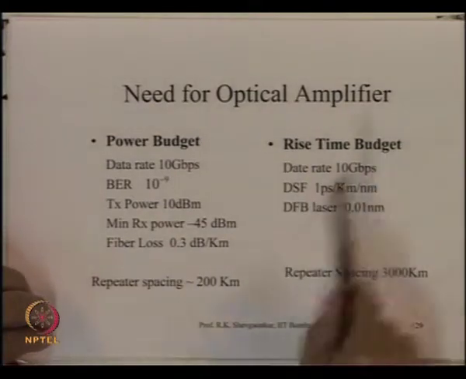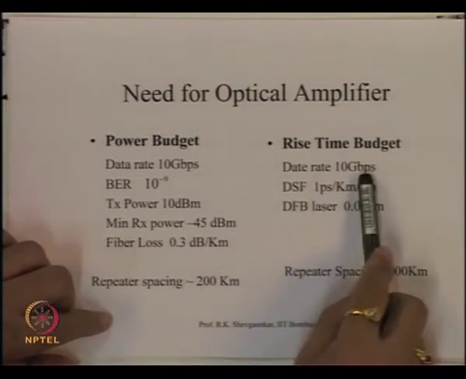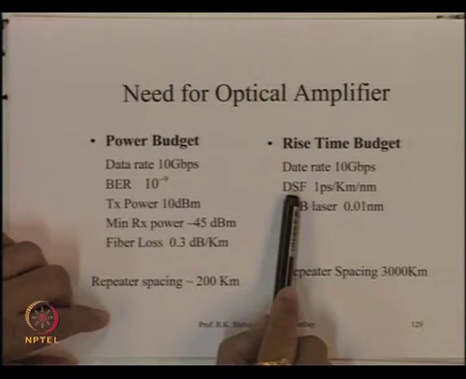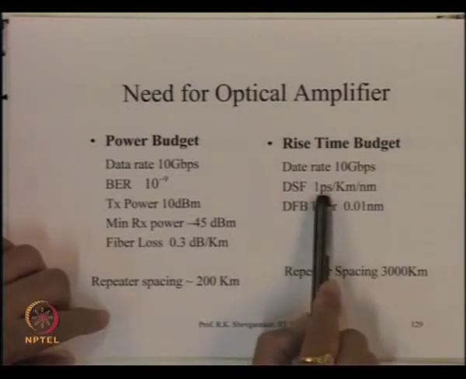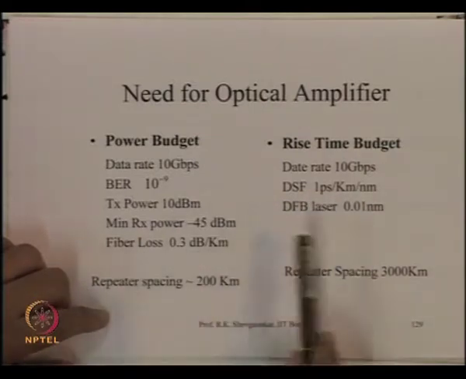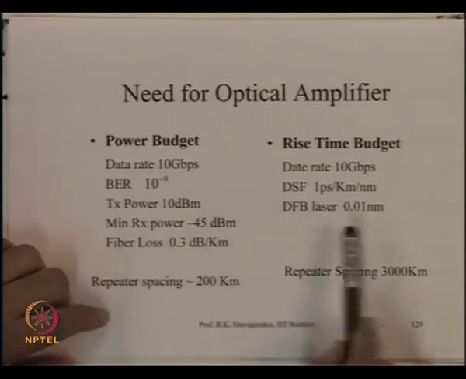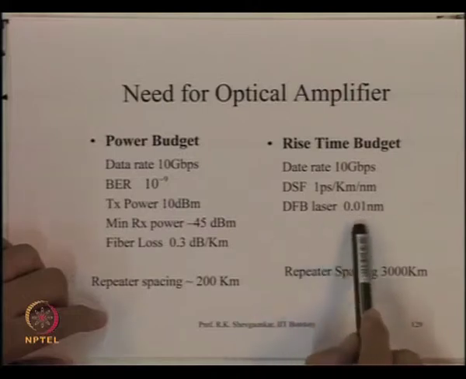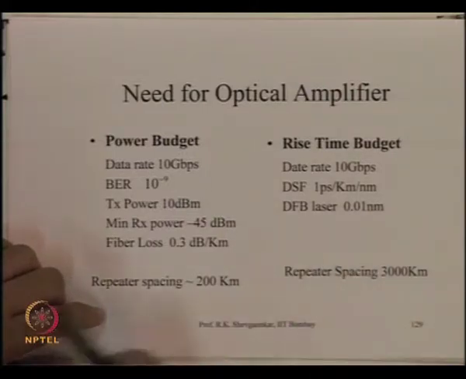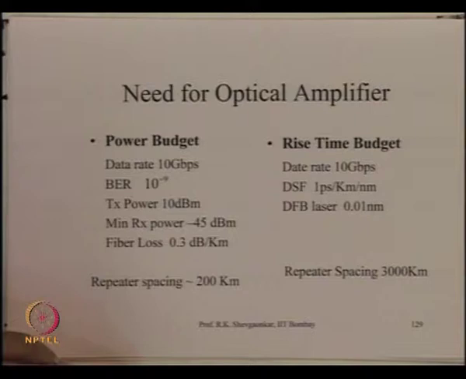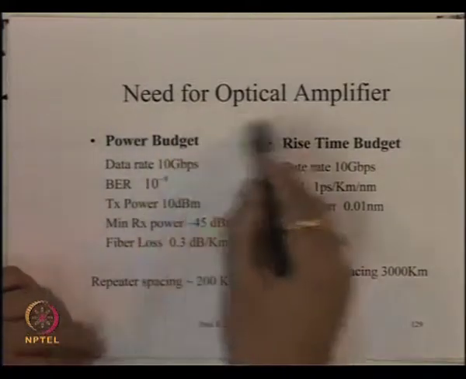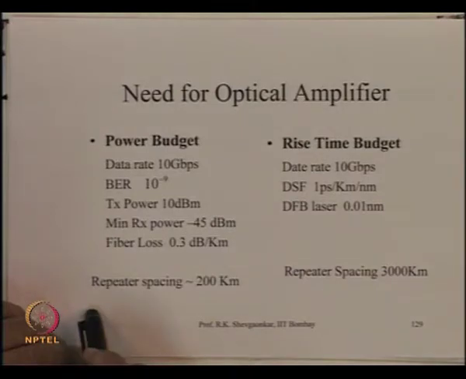We can do the calculation for the rise time. The data rate is 10 gigabits per second, and if we use dispersion shifted fiber, the dispersion could be, let us say, 1 picosecond per kilometer nanometer, and if we use a DFB laser, we can get a spectral width of 0.01 nanometer. So we get a repeater spacing of the order of a few thousand kilometers. This calculation very clearly tells us that signal to noise ratio is the prime factor in deciding the location of the repeater.